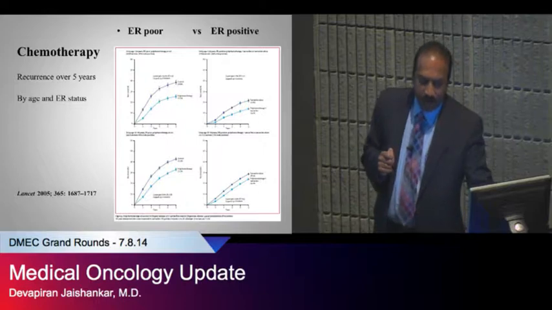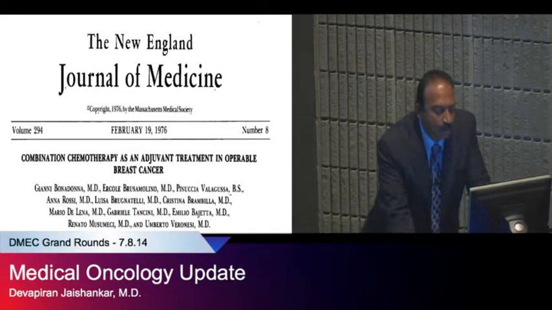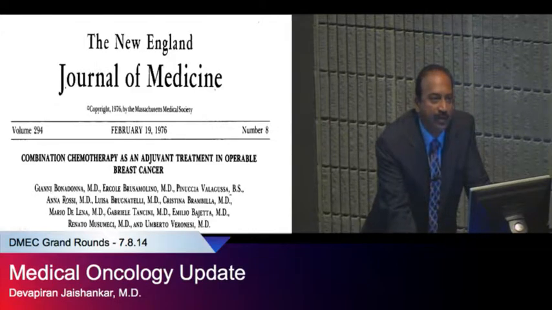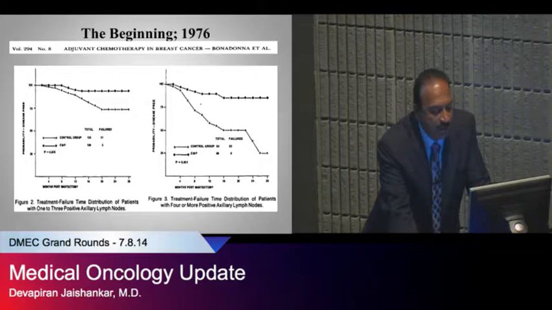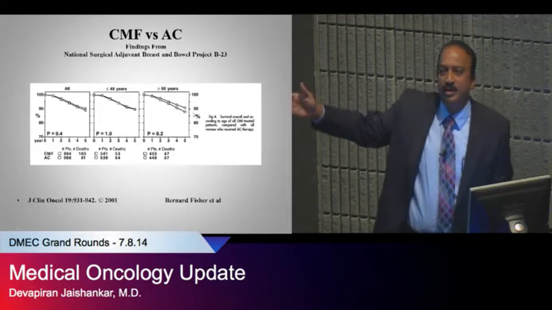So that brings us to the New England Journal of Medicine in 1976. That's the Milan group, Bonadonna. That's what kicked off adjuvant chemotherapy in breast cancer. This is the beginning, as I tell my fellows. This is the curve for patients with 1 to 3 lymph nodes positive, the difference with chemotherapy versus no chemotherapy. This is 4 or more nodes positive. Subsequently, so this is a sequencing of where we are today.